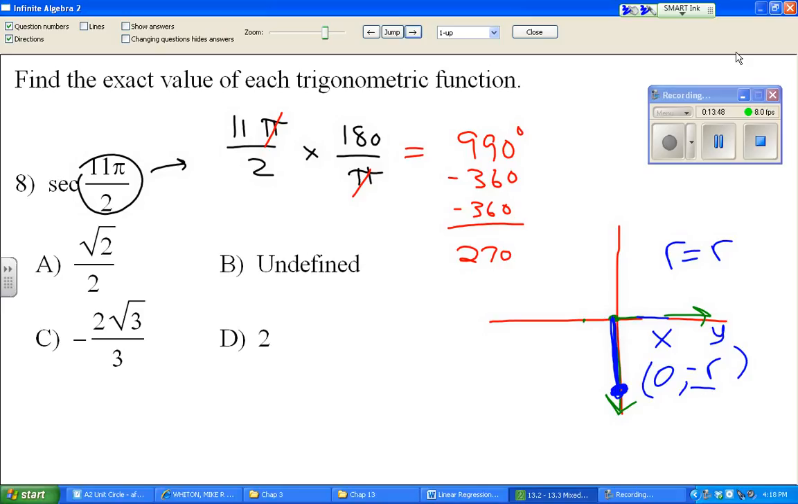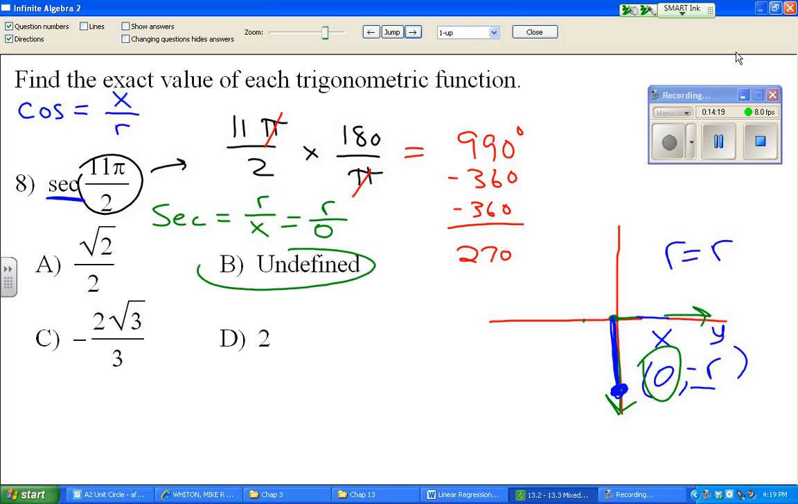So now we can set up, what is secant? Which ones does that use? I think of secant as being the reciprocal of cosine, and I know that cosine uses the adjacent x over the hypotenuse, right? So secant must be the reciprocal here, r over x. For our problem, r is just r, and x in this case is actually 0. So when you have r over 0, you end up with an undefined expression. The secant down there is going to be undefined.